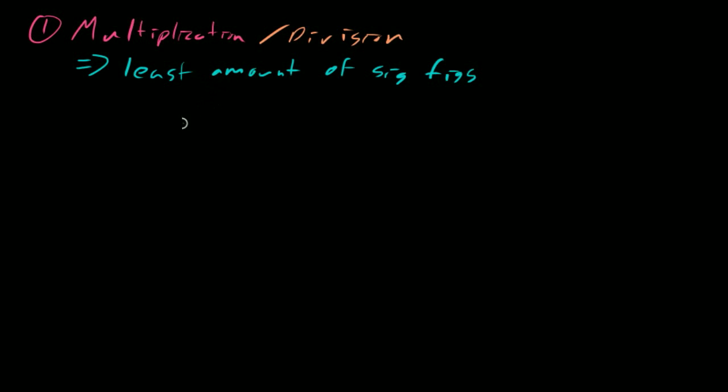So let's say you had a problem where, let's just create a few arbitrary numbers. Let's say for some reason I had to multiply 0.0046 times, let's say, 1.27801. So let's say I had to multiply these two numbers together. How many significant figures would I have?